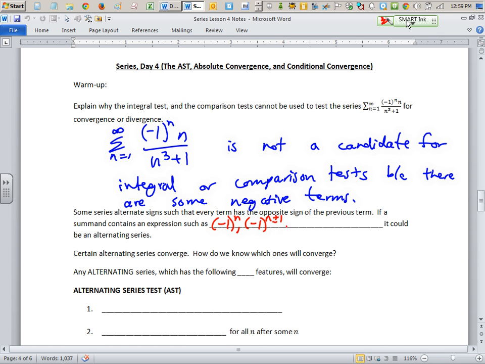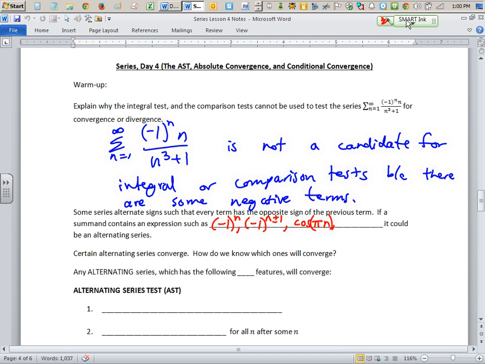Here's another one that causes alternating signs you might not have thought of. Cosine pi n. If you see a cosine pi n, every time n is an even number, you get 1. Every time it's an odd number, you get a negative 1. So this, too, is actually the same exact alternator as negative 1 to the n. Cos pi n and negative 1 to the n are exactly the same thing. They both produce minus plus, minus plus, minus plus, minus plus.